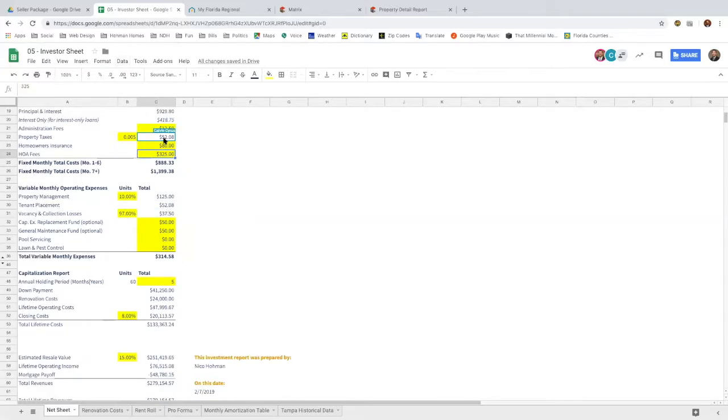That's correct. And some units, when they have the CDD fee, they include it in the property tax bill as well. So you just have to make sure that if a home does have CDD fees, you're not calculating it twice.